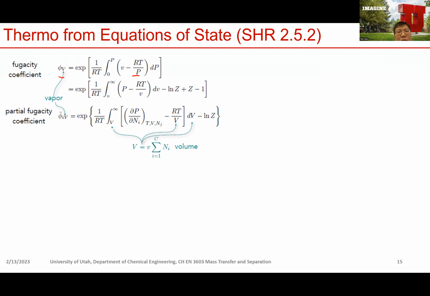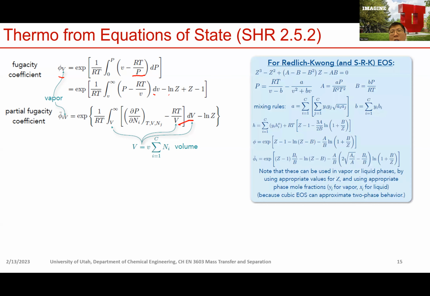Here, v is a molar volume, the lowercase v is a molar volume, then we have R, temperature, pressure. So here, this V at the subscript of the phi refers to the vapor phase, whereas in this equation, this V here, that's the volume. Okay. So you can do the integral with respect to molar volume as well, but now you have to include the compressibility factor. And we can get the compressibility factor from the RK or SRK equation of state.